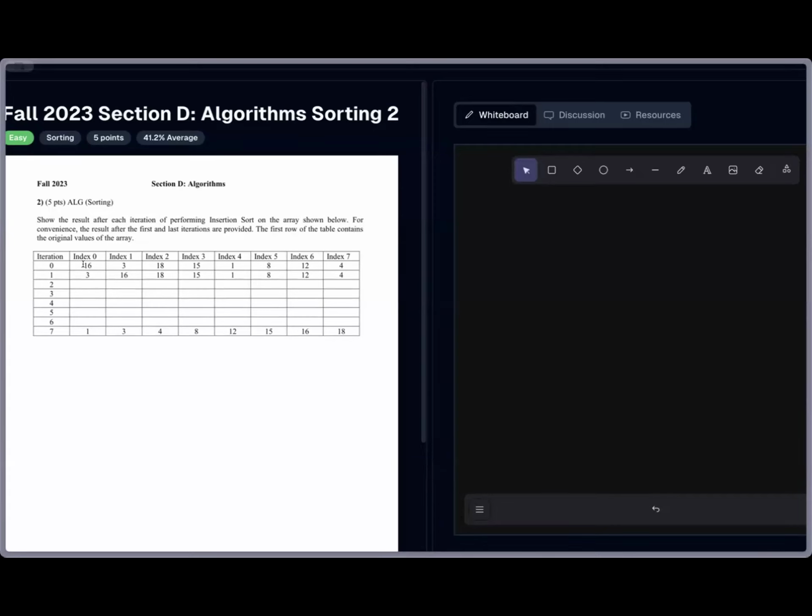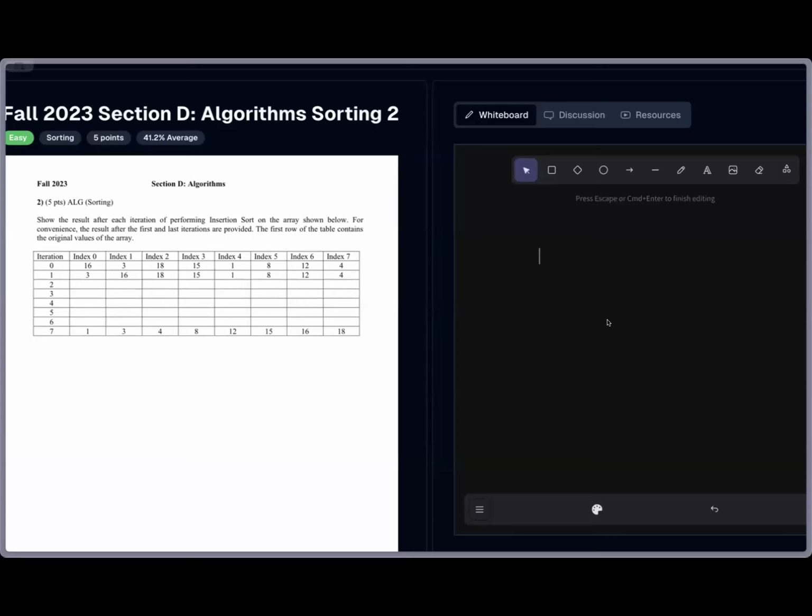We're going to go ahead and start with the first element, 16, being in our sorted array. This is our sorted, and this is our unsorted array. So we insert 3 and we notice that 3 is less than 16. So we place 3 in front of 16. Then we have 18, 15, 1, 8, 12, 4.